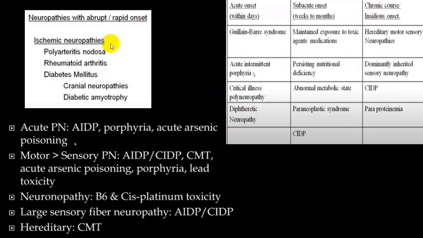Ischemic neuropathy will be very common, and that will be in periarthritis because it is secondary to vasculitis, that is diabetes and collagen disorders like rheumatoid arthritis and polyarteritis nodosa. So these are some of the conditions which should be kept in mind.